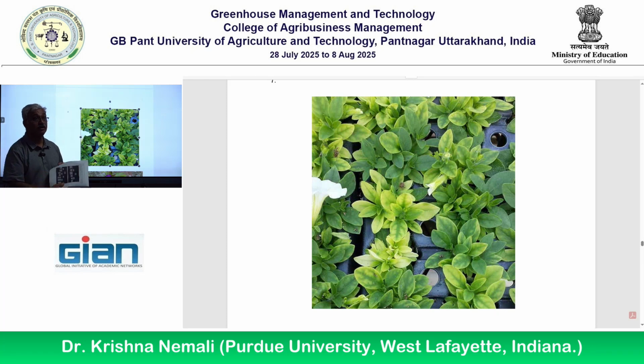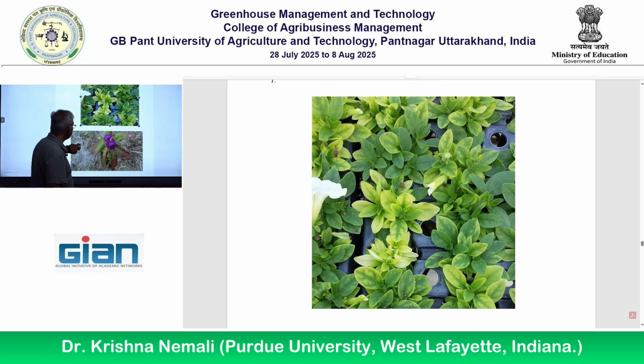But at least it will tell you that, oh, this is interveinal chlorosis, so it is a nutrient deficiency and definitely not a bacterial problem or a viral problem or a fungal problem. But in this particular case, it's petunia plants and there's iron deficiency in petunia. Okay. And the last one is pretty easy. I've shown you this. This is again phosphorus deficiency, right?